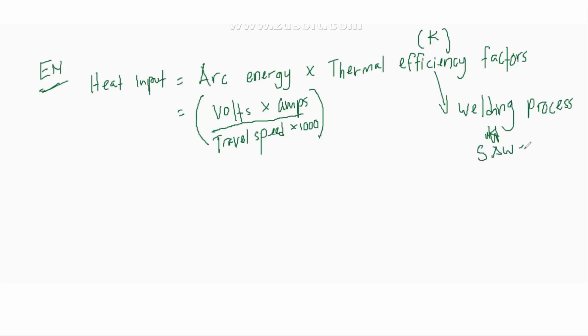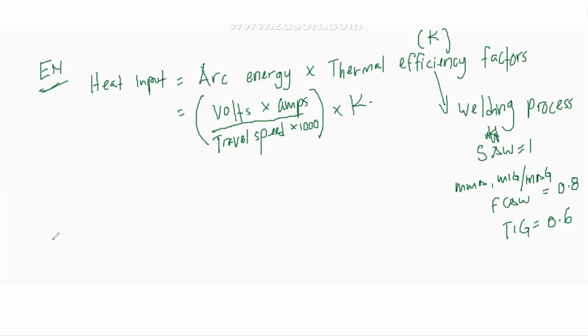SAW equal to 1. MMA, MIG, MAG, FCAW, all those equal to 0.8. TIG equal to 0.6. That's the K factor from different welding processes. Heat input is arc energy times K. So that's for European.